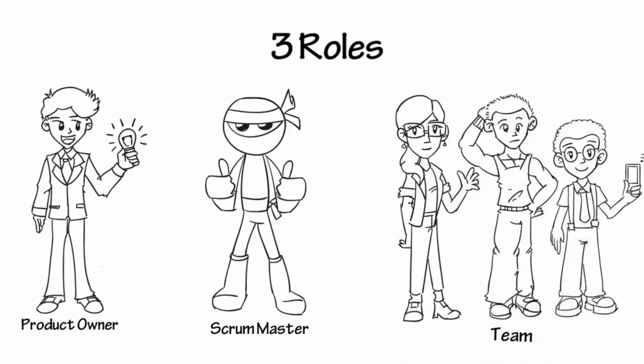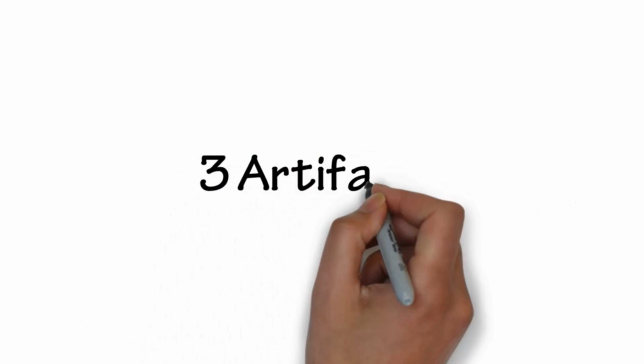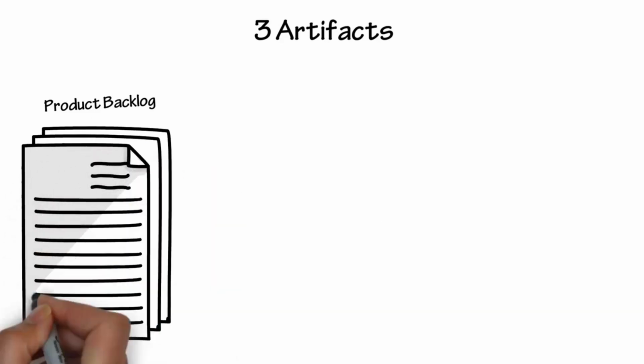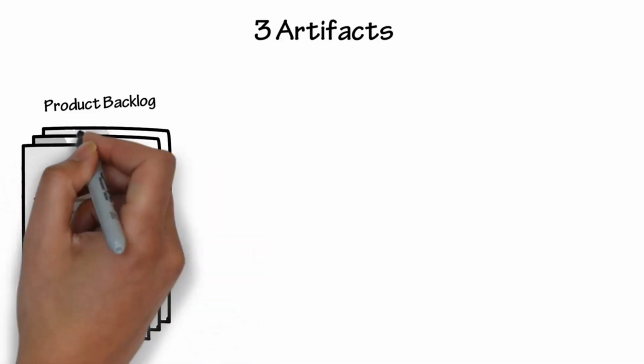There are 3 artifacts or documents that are used in Scrum. First, the product backlog. This is where product owners create a prioritized list of features known as user stories that could go into the product. This list evolves and changes priority with every sprint.